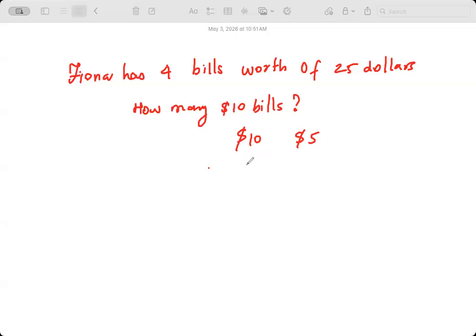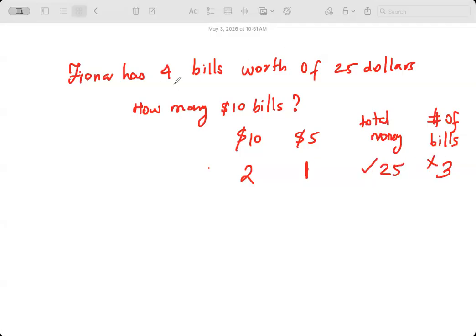So, Fiona, let's say she has two $10 and one $5 bills. This is the total money value, and this is the number of bills. I need to match both. Number of bills is 3, total money is 25. The total is perfect, but this is not correct because there should be 4. So what do I need to do? I have to reduce the $10 bills. Can I do one $10 bill and then increase this to 3? What will happen? Total will be 25 still, and there are 4. Wow, that's it. This is very easy.